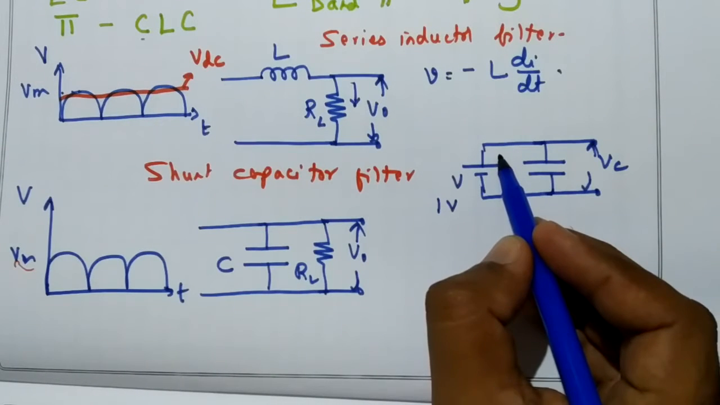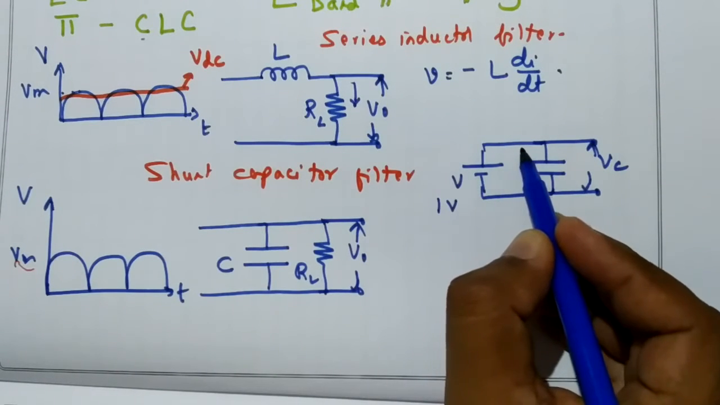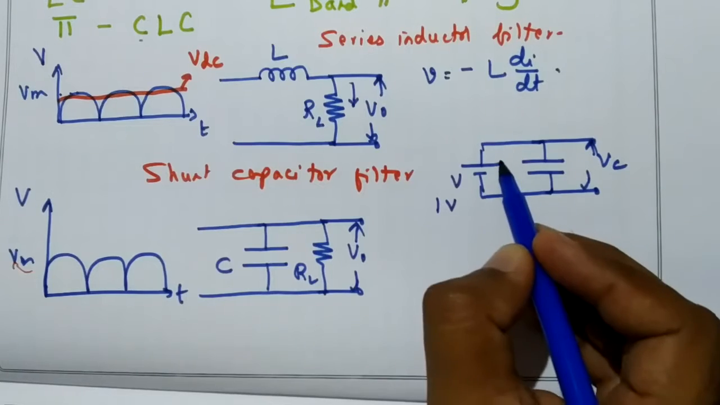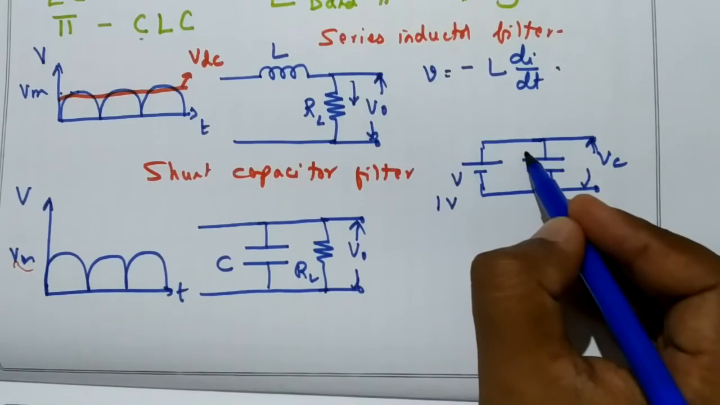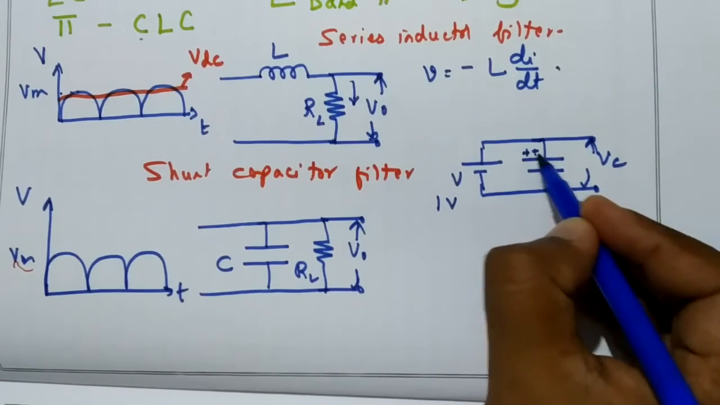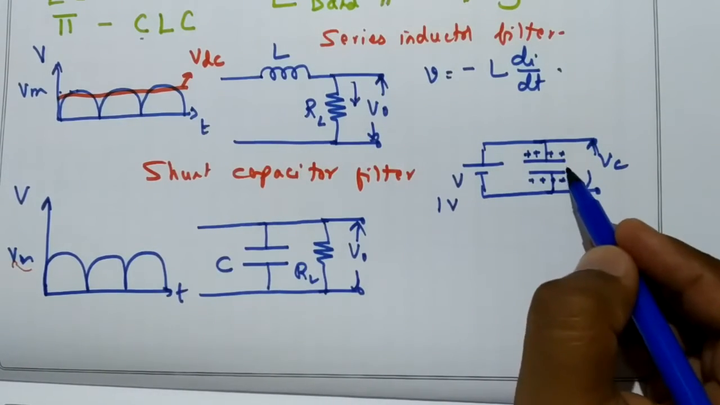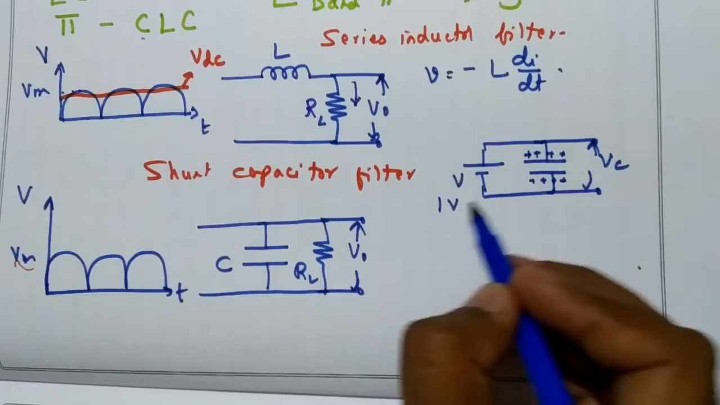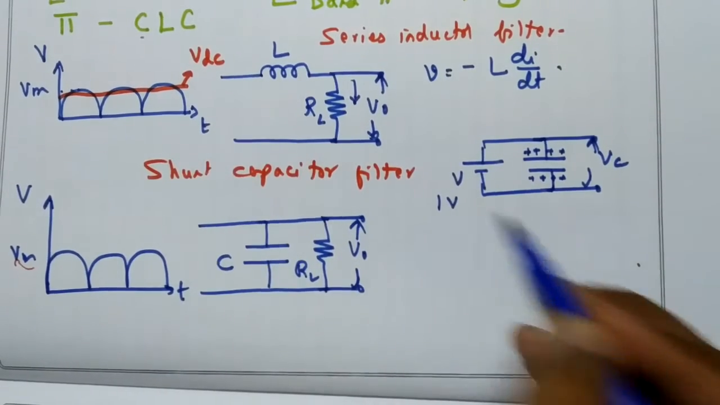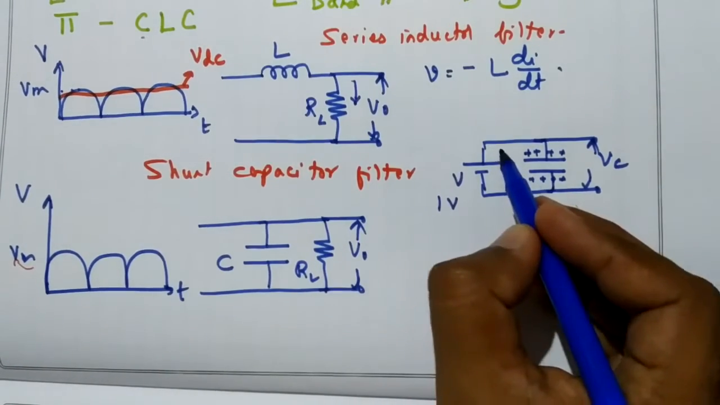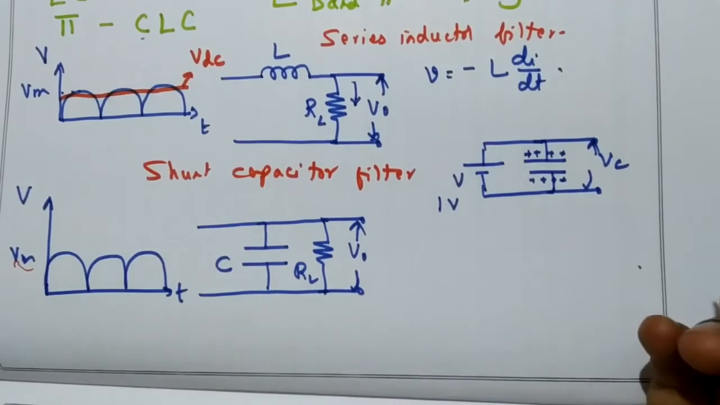Now the current will start flowing in the capacitor. So the charges are accumulated on the plate of the capacitor with this polarity. How many charges? Charges which are required to get the potential equal to 1 volt. So that means the current flows in this way.